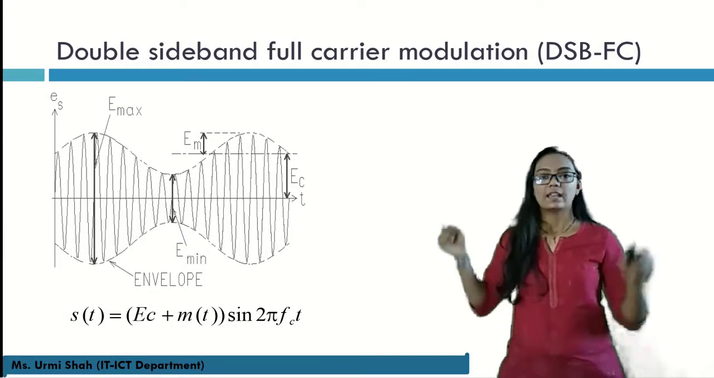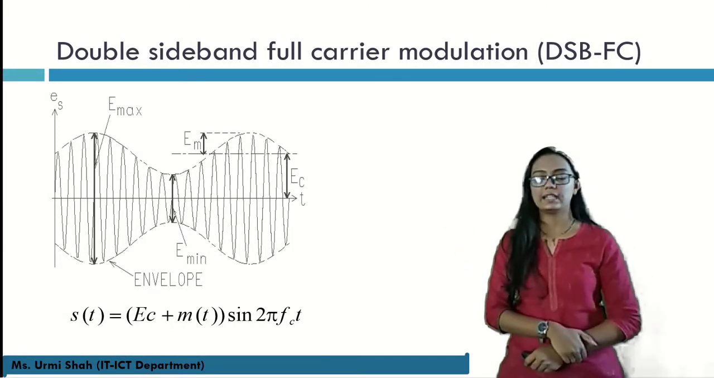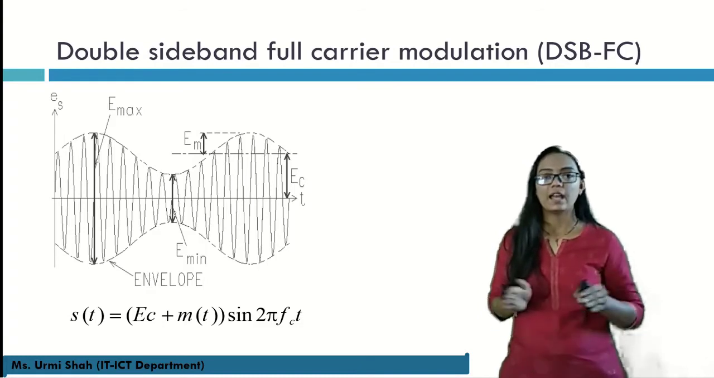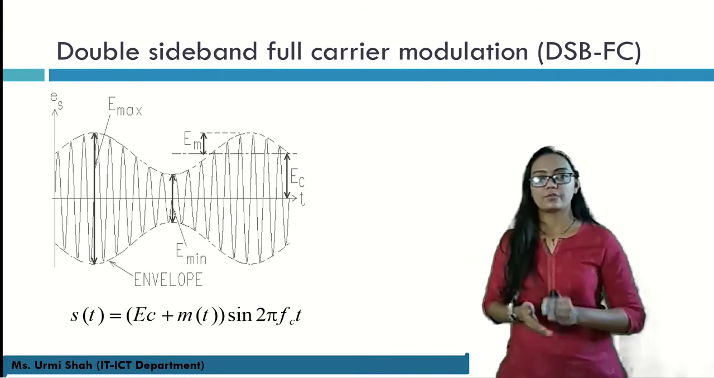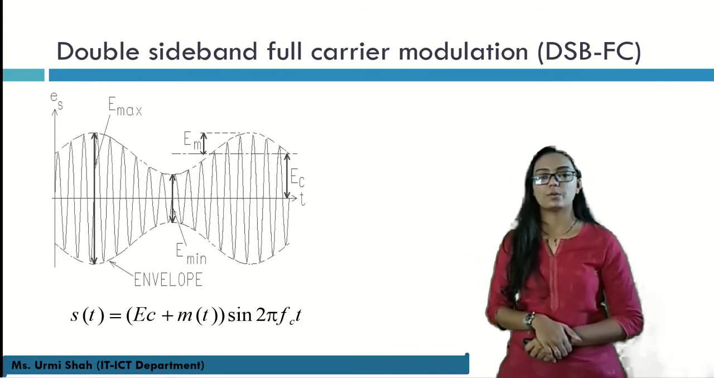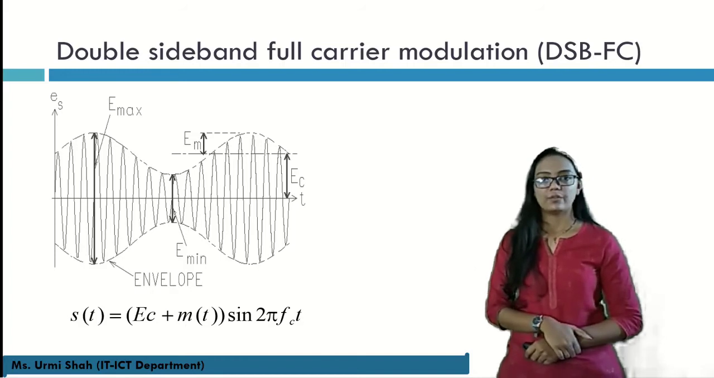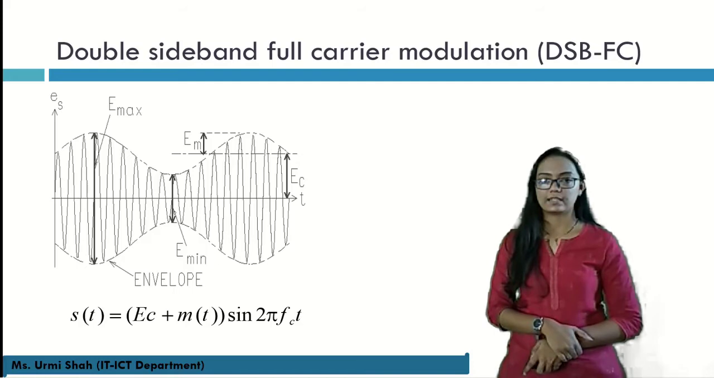As you can see, the envelope structure is created when the carrier frequency is multiplied with your message signal terms. It is going to provide an envelope structure from where your message signal or modulated signal is going to be transmitted from transmitter end to receiver end. So this is the waveform analysis of DSB-FC modulated signal.